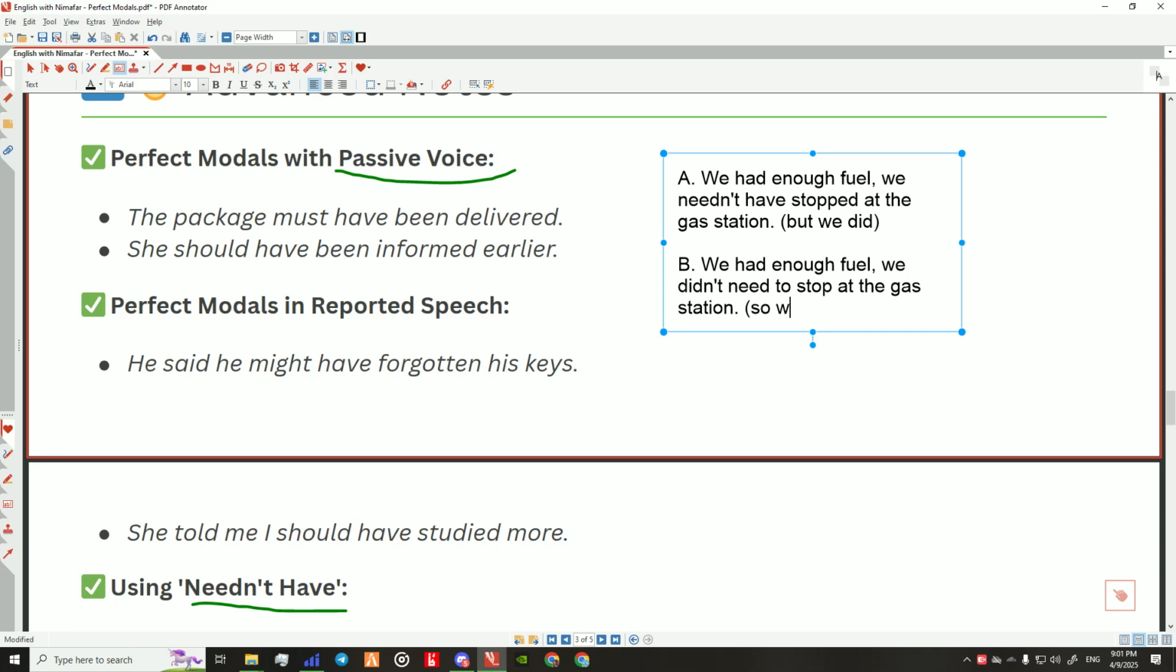So, we didn't. You see how interesting it is? We had enough fuel, both of them. We needn't have stopped at the gas station, but we did. We stopped. I don't know why. The driver stopped. We had enough fuel. It wasn't necessary, but he stopped. Okay. And I said, why didn't you stop at the gas station? So we had enough fuel. We didn't need to. It wasn't necessary. That was the reason. Because we had enough fuel, we didn't stop.